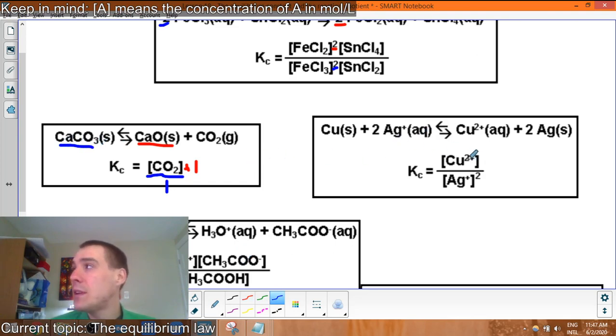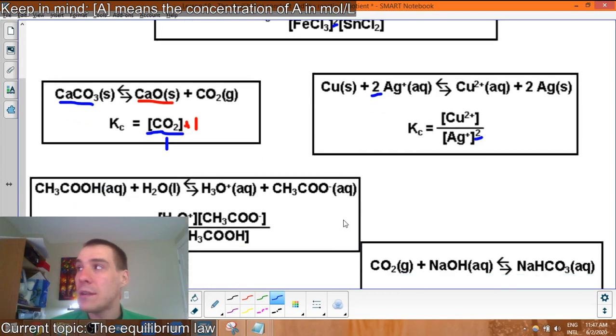Here's another example where we have copper and silver and copper, but this one's aqueous and this one's aqueous. Here we see that the solid silver is not part of our equation, and the solid copper isn't on the bottom of our equation. That's a 1 and a 1 up there. And then there's a 2 here for the silver, and that squares the concentration of the silver in our equilibrium law.